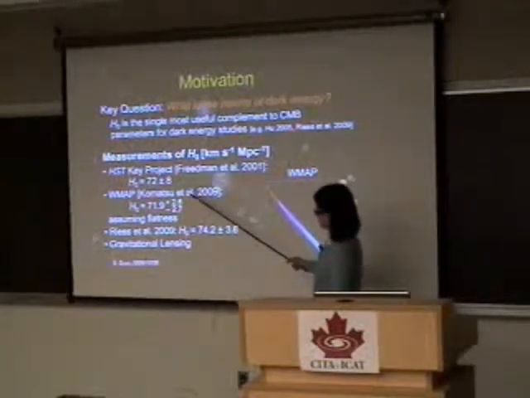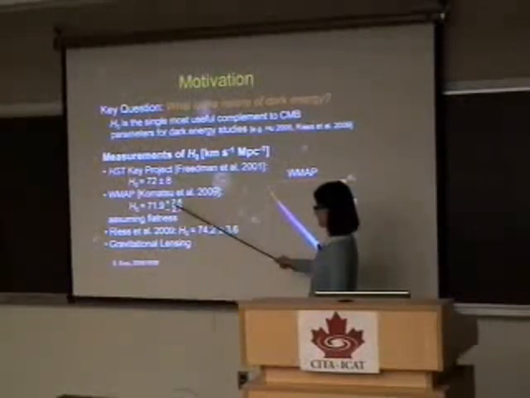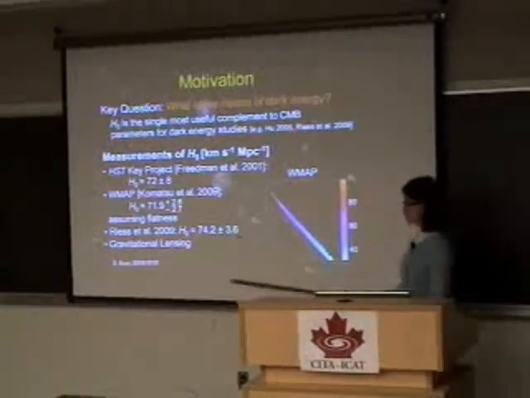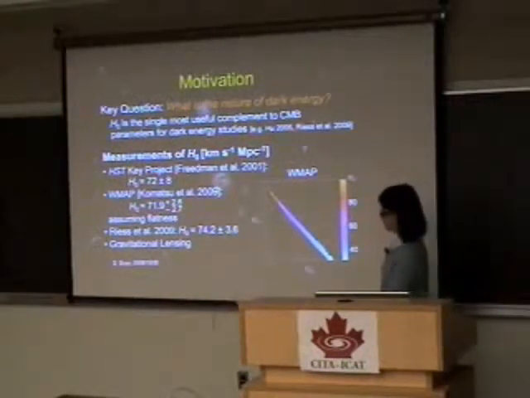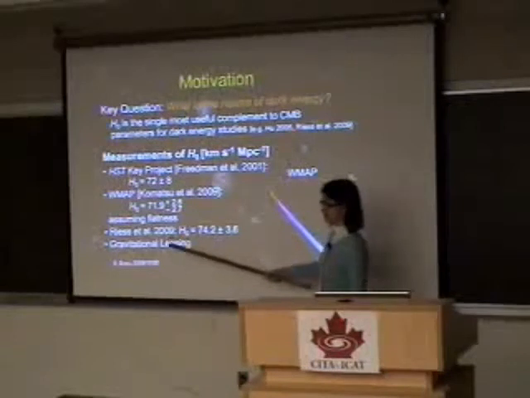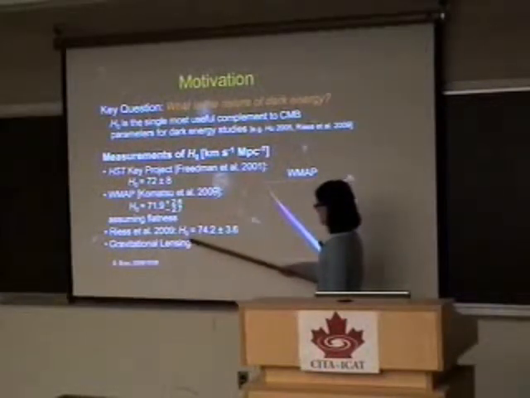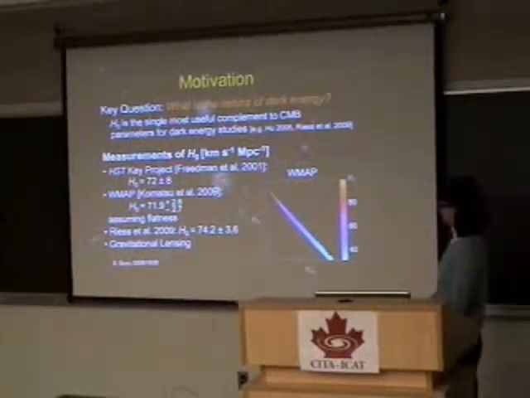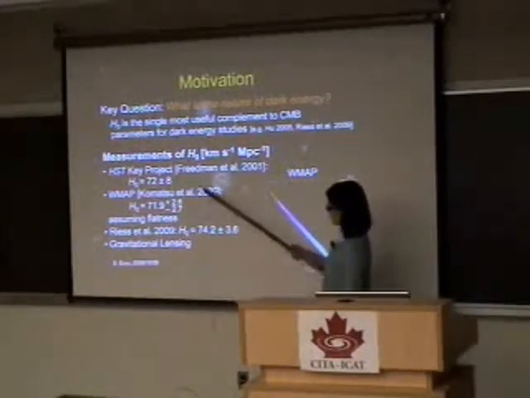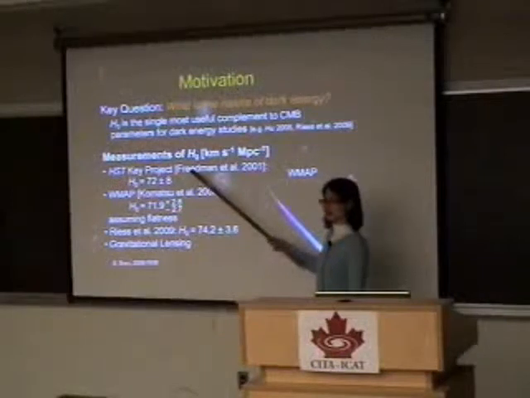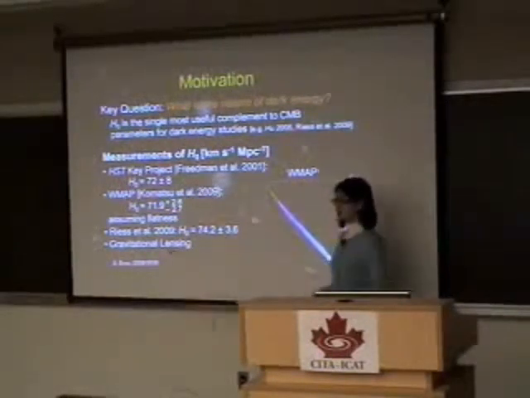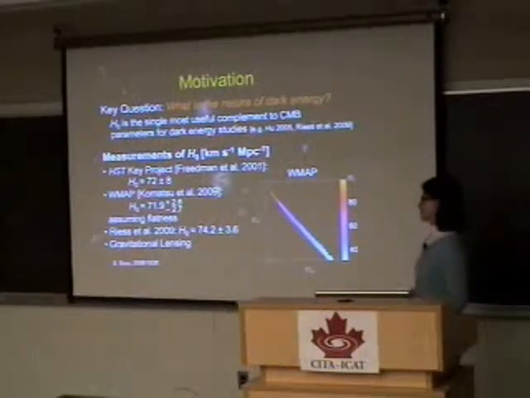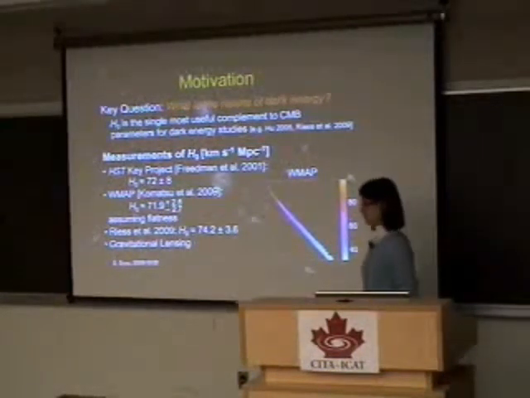WMAP's 5-year results give very tight constraints, 71.9 plus 2.6 minus 2.7, assuming flatness and that w is -1. Recently, Riess et al. obtain, using a differential distance ladder, H0 is 74.2 plus or minus 3.6. I note that the Key Project is dependent on the distance ladder, which is prone to systematic effects such as the period-luminosity relation of the Cepheid depending on the metallicity.